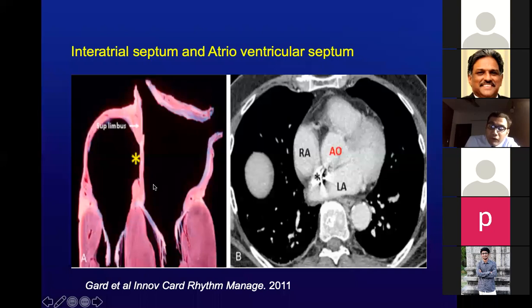There is an offset. This offset is what allows the penetration of the bundle of His onto the left side, extending onto the septum. This is the atrioventricular septum. If you poke a hole through this and come in here, you are going to cross not from atria to atria, but from atria to ventricle.